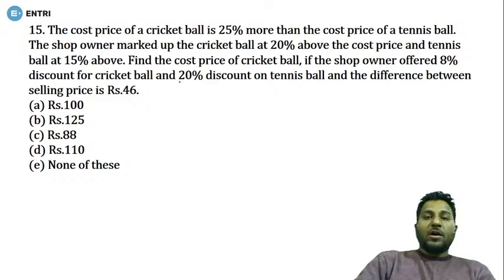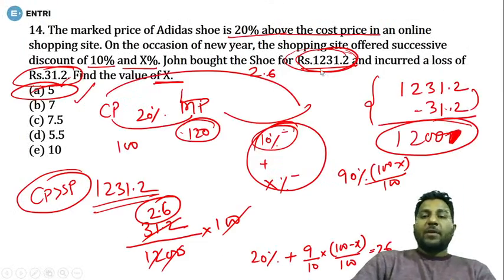Yes, why? Because John had bought it. Okay, John had bought it. All right, and if he had bought it, that means cost price minus selling price is equal to loss. So selling price equals what? Cost price minus loss, because he has bought.